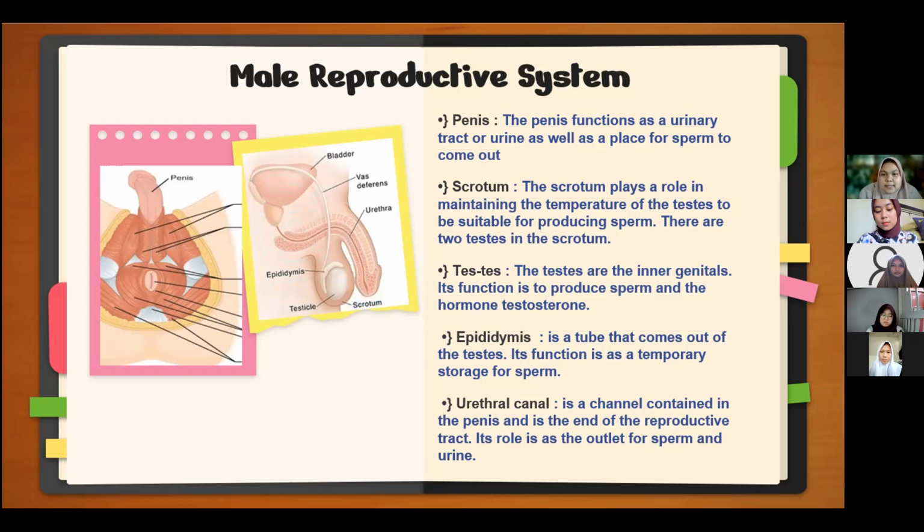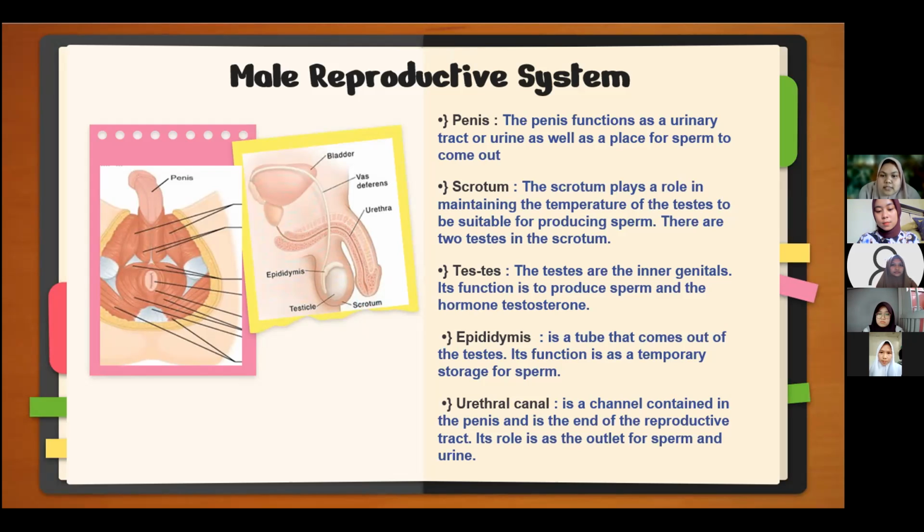Penis. The penis functions as a urinary tract for urine as well as a place for sperm to come out. Scrotum. Scrotum plays a role in maintaining the temperature of the testes to be suitable for producing sperm. There are two testes in the scrotum. Testes. The testes are the inner genitals. Its function is to produce sperm and the hormone testosterone.